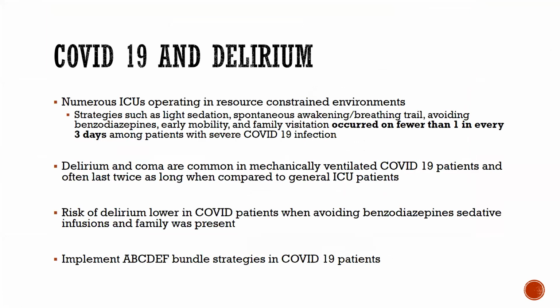So in terms of limitations of the study, the authors do mention that there were multiple different ICUs, so there's some variability between them, but multiple ICUs were operating in resource-constrained environments. And as you could imagine, some of the things that are part of our bundles, like utilizing light sedation, spontaneous awakening and breathing trials, avoiding benzos, and early mobility, all occurred in fewer than 1 in every 3 patients who had COVID and severe infection.